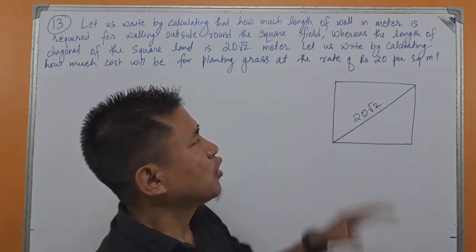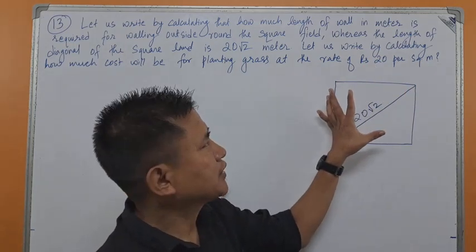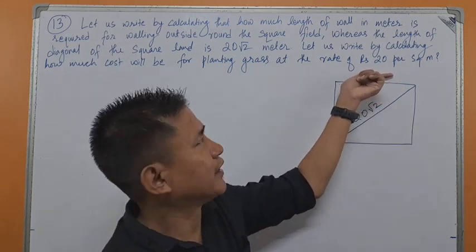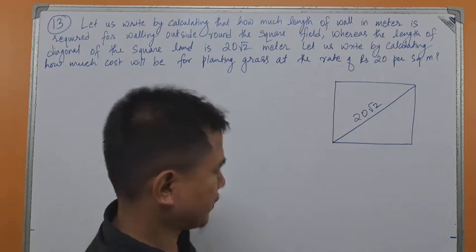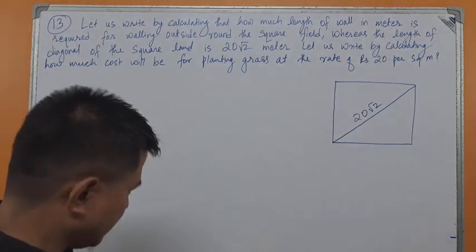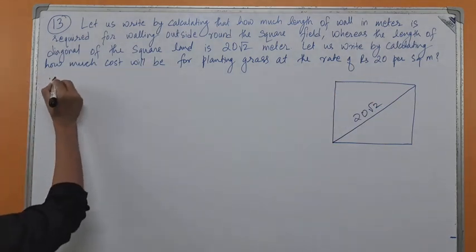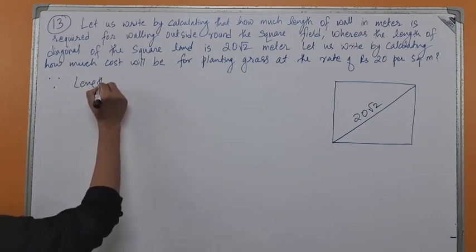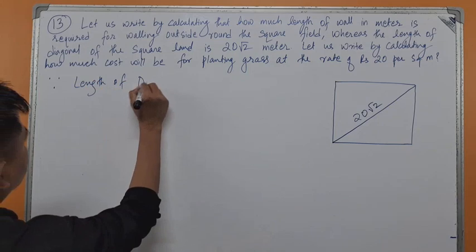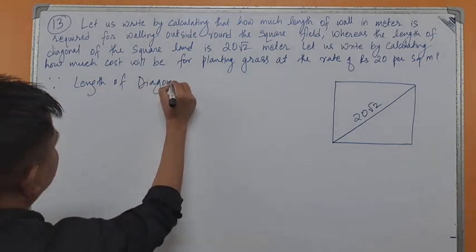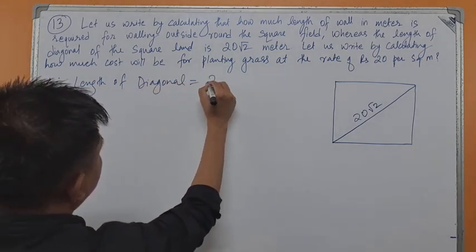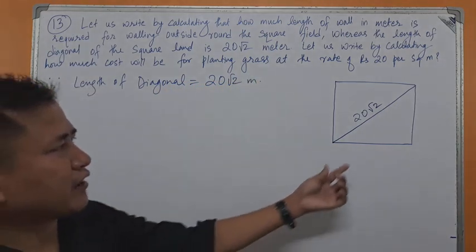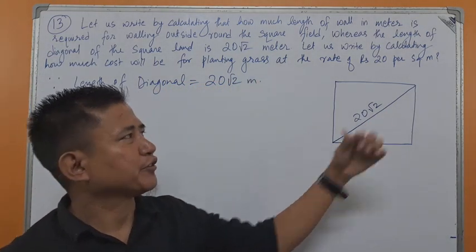So what we do is we find the area of this square shaped land first, and then we multiply with the rate, that is rupees 20 per square meter. Okay, first, since length of diagonal is given to us, 20 root 2 meter, isn't it? Length of the diagonal of this square shaped land is 20 root 2 meter.